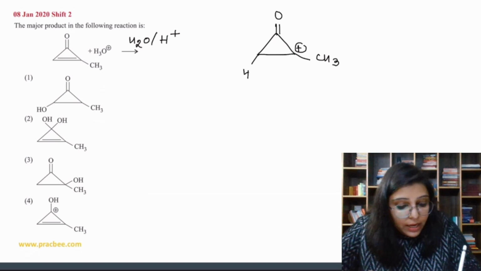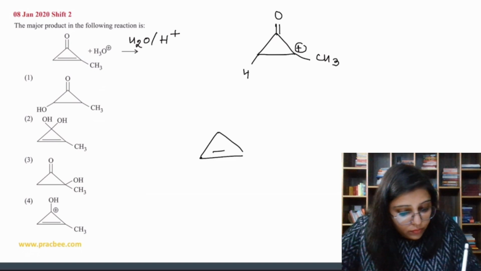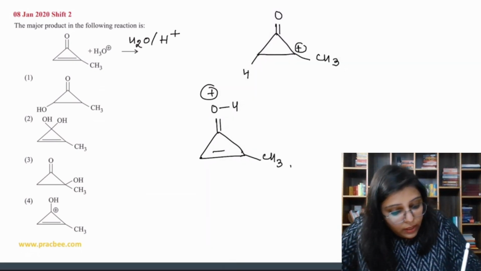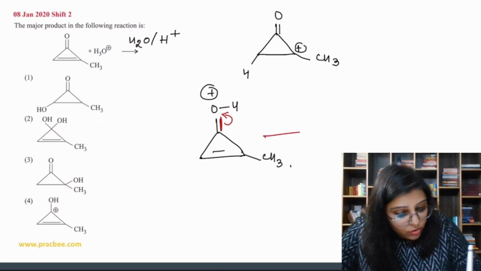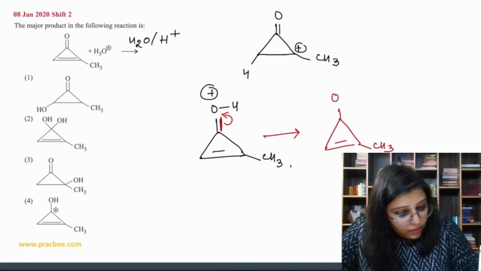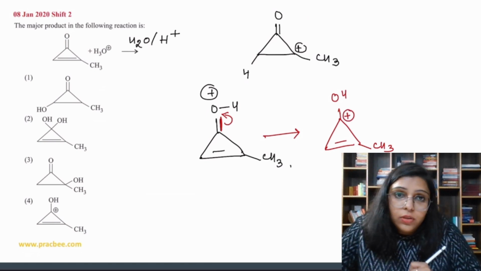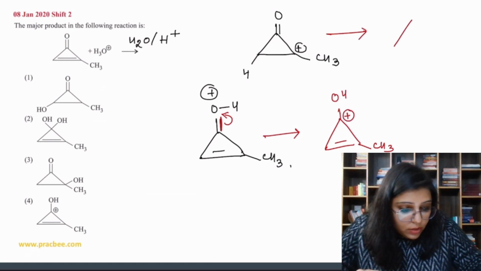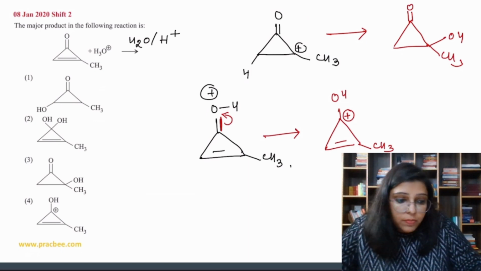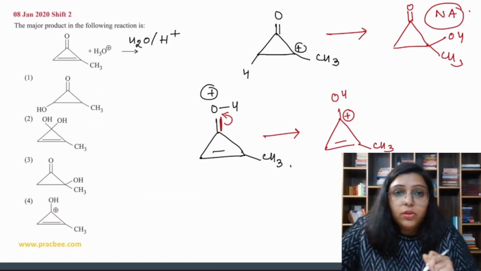Another possibility is that कि this oxygen forms bond with the H plus. ठीक है बेटे? ठीक है? अब now what happens? If this bond comes over here, so we will have CH3 and here we write OH and this is positive. ठीक है? And if we form this one, so we have double bond and CH3 and we have OH. When we form this compound, this is going to be non-aromatic, right or wrong?